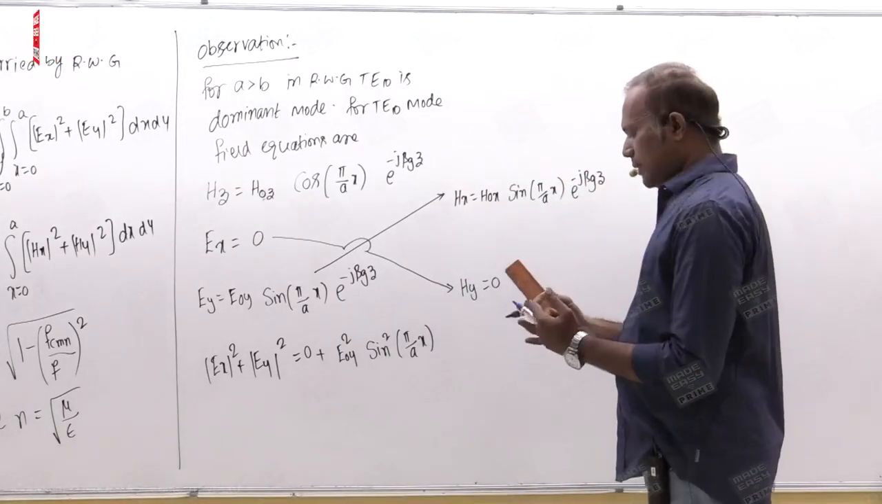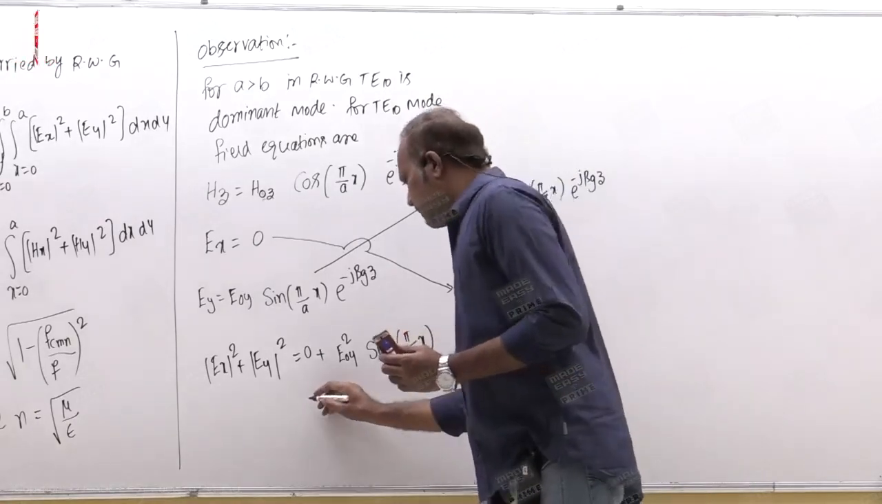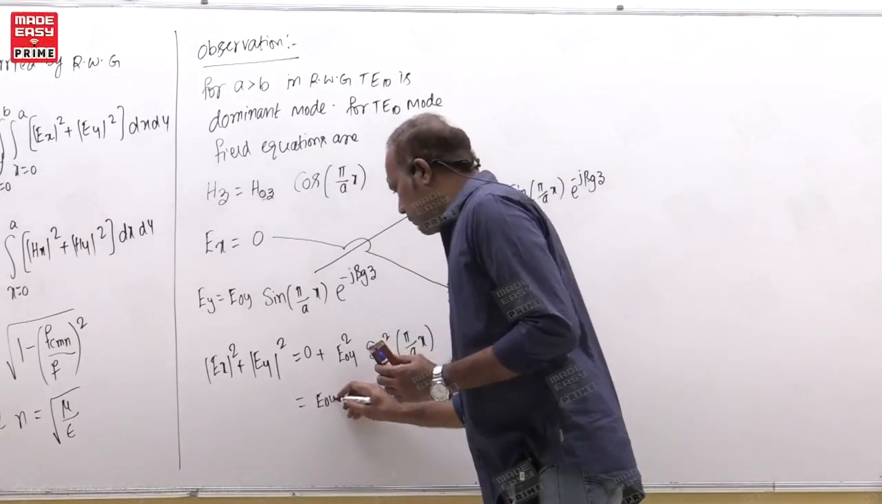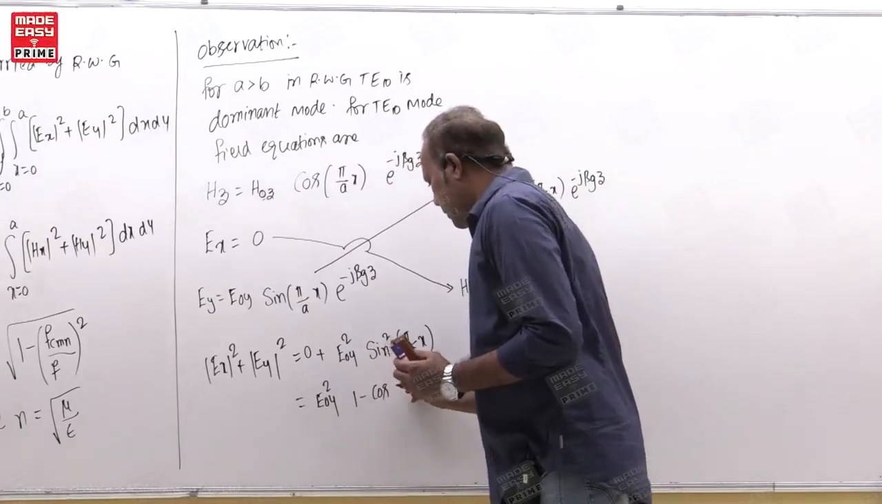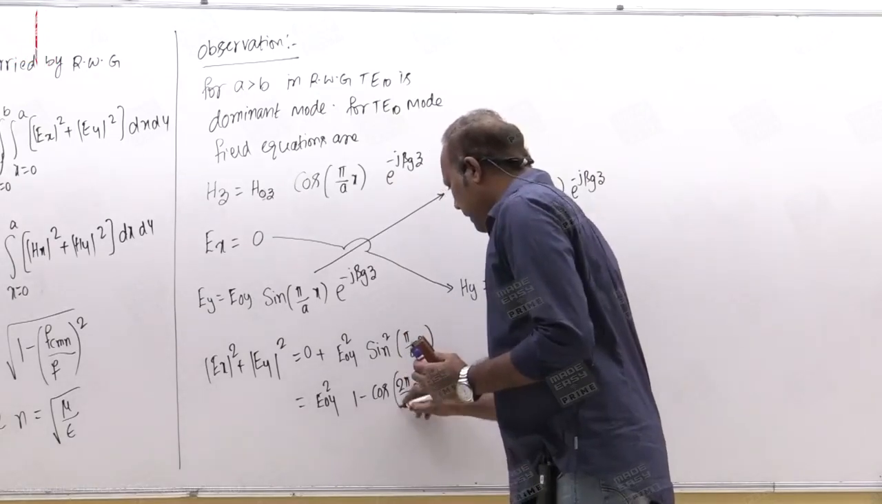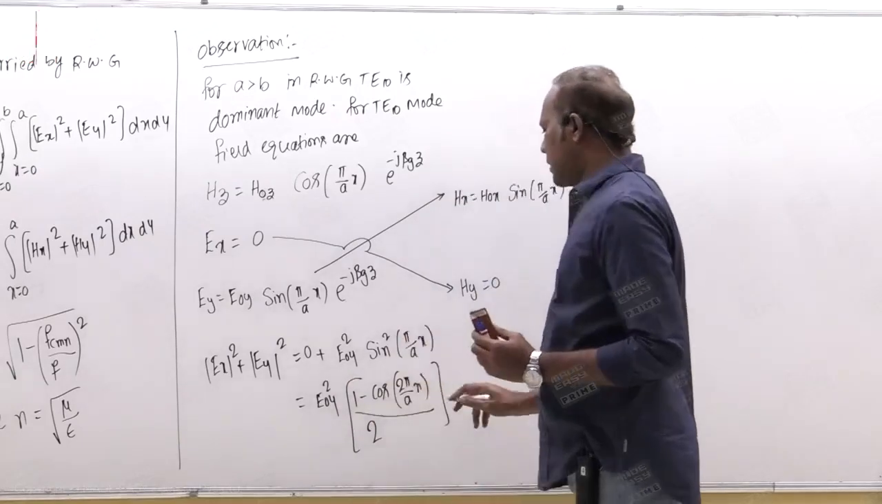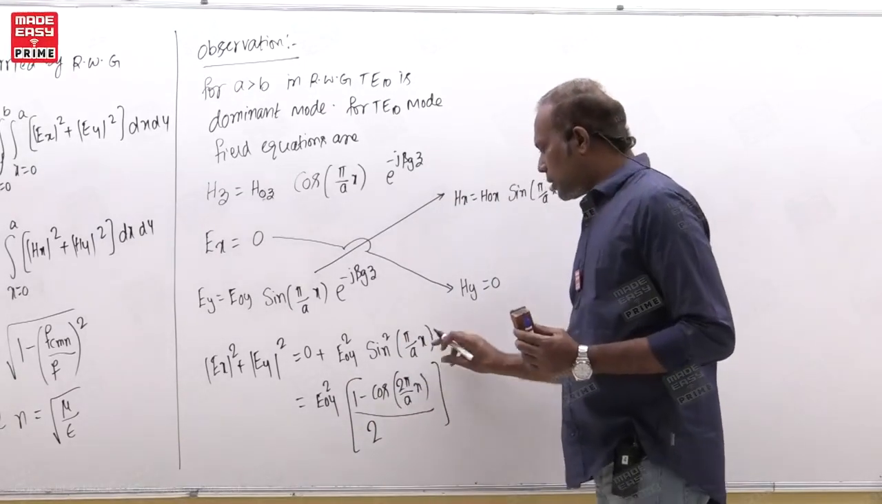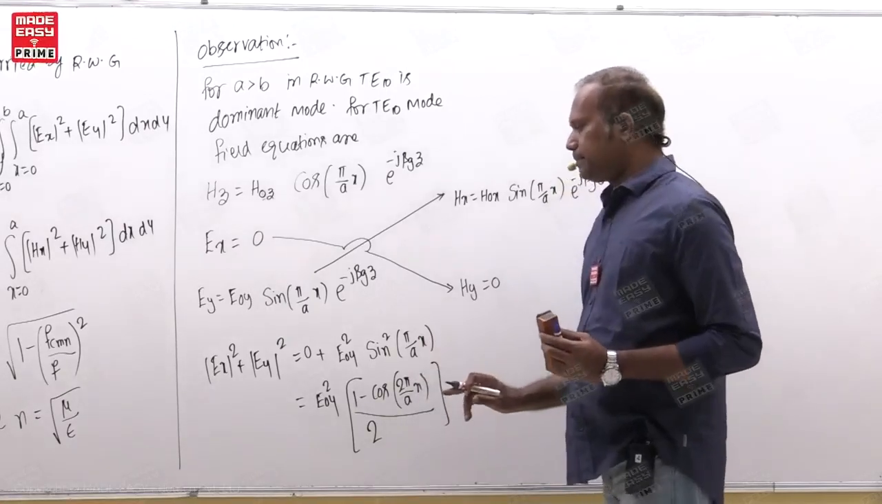Okay, right students? Then sin squared θ is nothing but, this is E0y squared, and sin squared θ is (1 minus cos 2θ) divided by 2. So here πx/a is θ, and you get 2 times that.